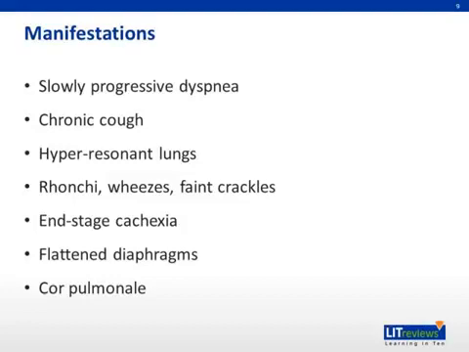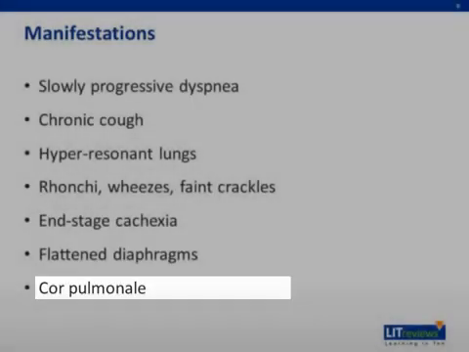as Hoover's sign. Advanced disease leads to loss of vasculature in the destroyed alveolar walls, which in turn causes increased pulmonary pressures secondary to decreased area for blood flow. Increased pulmonary pressure then leads to right ventricular failure and a phenomenon known as cor pulmonale. As the disease progresses, end-stage cachexia can occur.